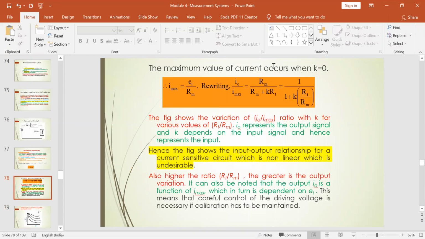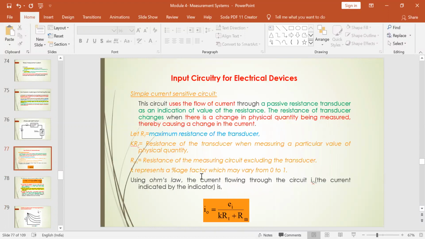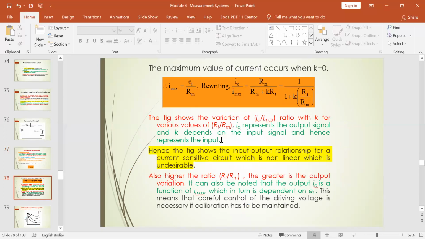The maximum value of the current occurs whenever the value of K is 0. It represents a percentage factor which varies from 0 to 1, so it depends upon the transducer element we are using. If you are using a transducer element which has consistency in its value, this value will not be varying. So whenever the value of K is the least, you will get the maximum output current.